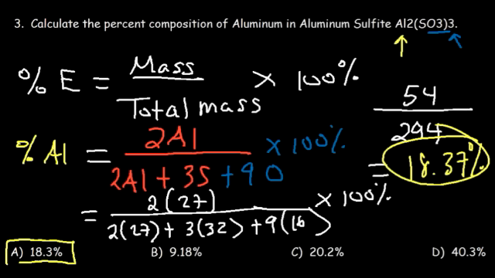Now granted, if we were to use exact numbers like 32.06 or .07 for sulfur and 26.98, this would probably actually be 18.3, because right now our answer rounds to 18.4. But on a multiple choice test, as long as you get very close to the right answer, you should be fine. But that's how you calculate the percent composition of any element. Just take the mass of that element divided by the total mass of all the atoms in the compound, and then multiply that by 100%, and you should get the answer.